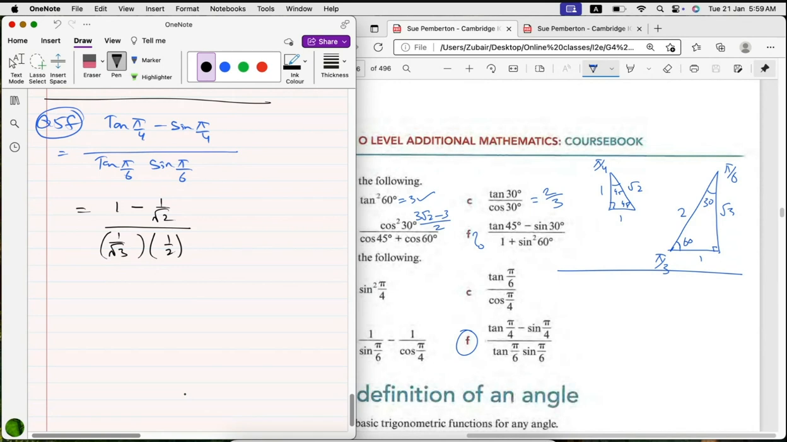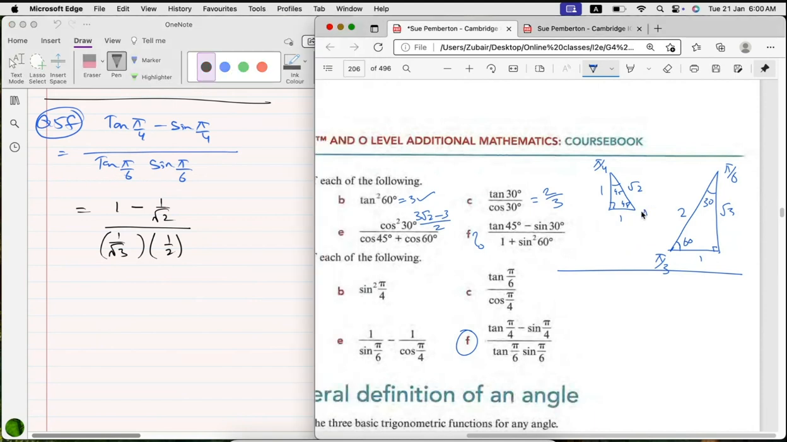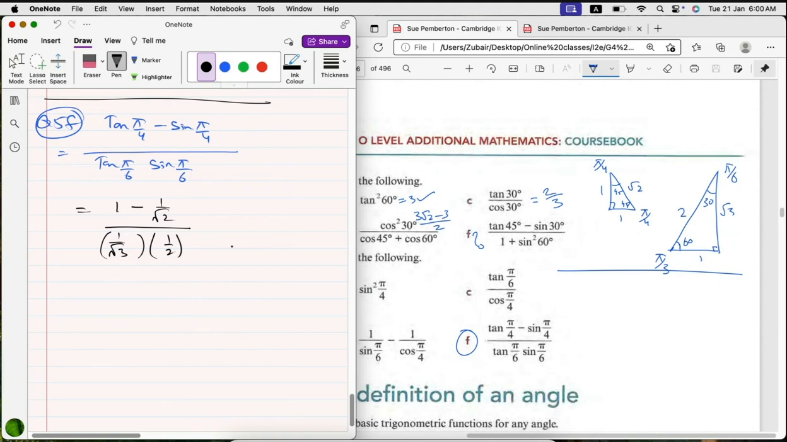Can you just quickly double check if I copied the correct values? Okay. So yeah, tan pi by 4, that is 1, and then minus sine pi by 4, and that's 1 over square root 2, over tan pi by 6. And yes, 1 over square root 3. And then sine pi by 6, yeah, 1 half.